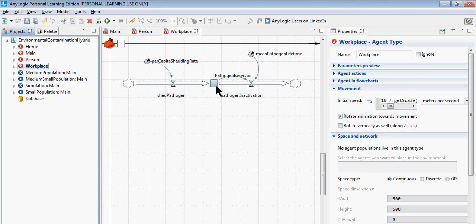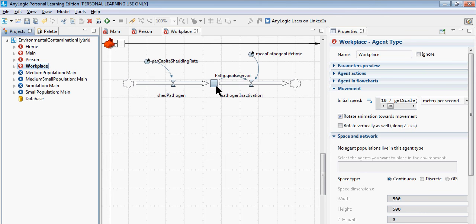Okay, ladies and gentlemen, let's go look at workplace. So we're going to open up workplace, and we see something distinct. We see something we haven't seen before. The workplace is serving many people, but associated with the workplace is a pathogen reservoir, which is keeping track of the amount of pathogen present on the surfaces of that workplace.